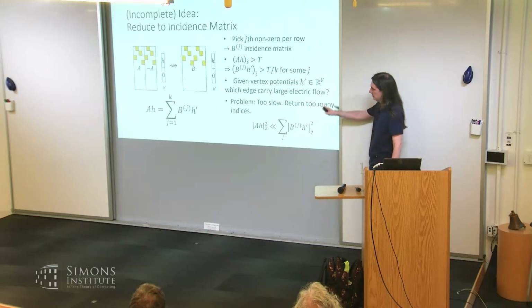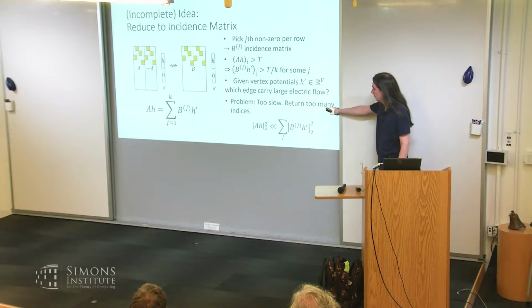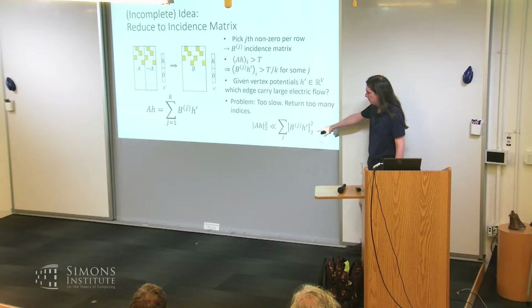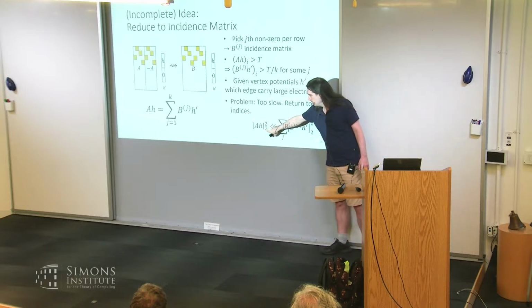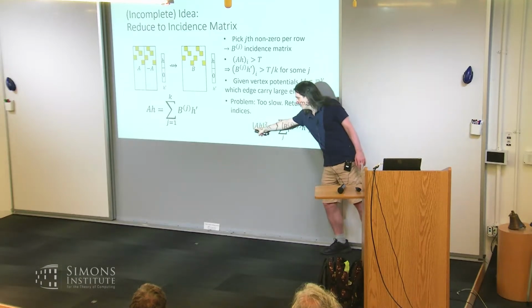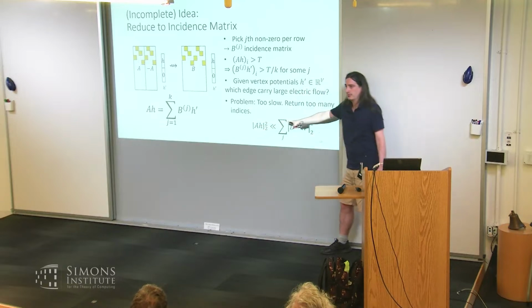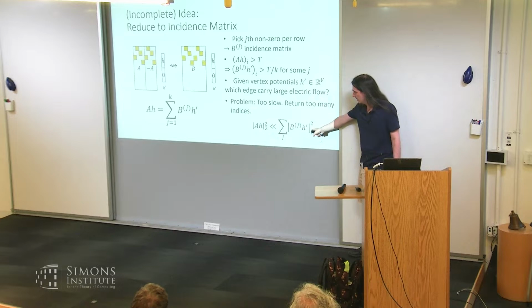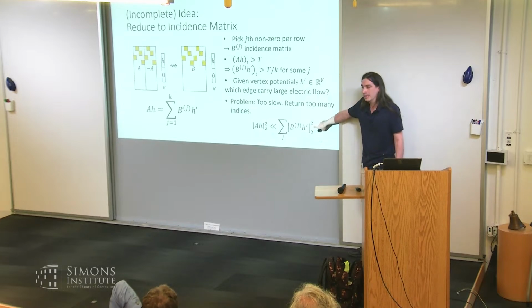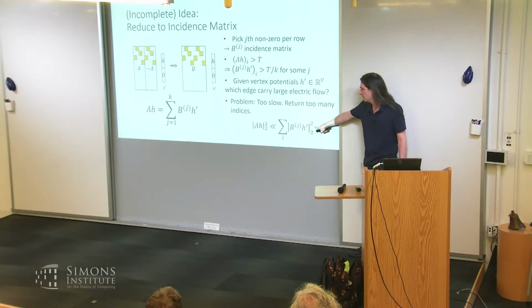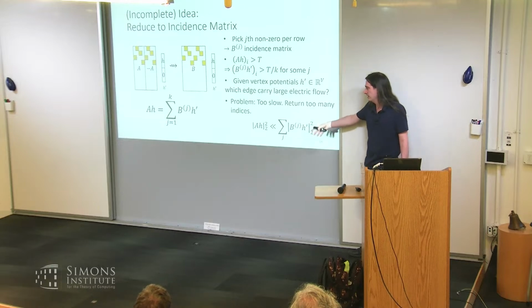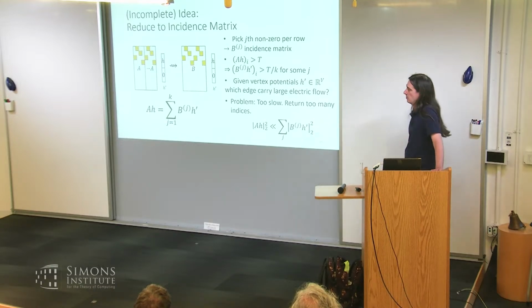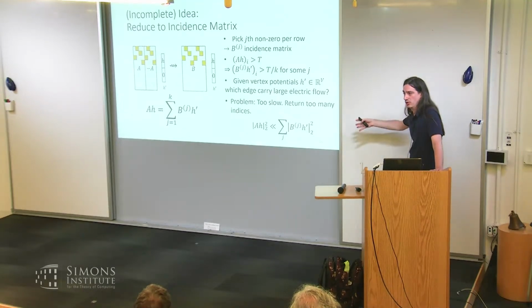So the problem is, in general, this might be too slow. You might be returning too many indices. In particular, we wanted the complexity of the query operation to scale in this L2 norm here of A times H. But now the complexity is actually going to scale in several smaller L2 norms. And just by triangle inequality, that could be way larger, right? So it doesn't quite work yet.